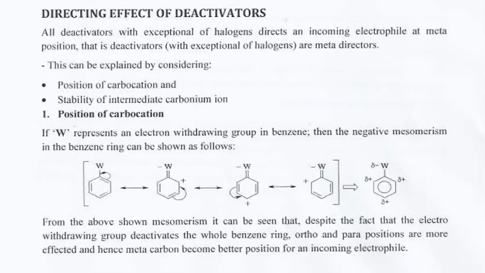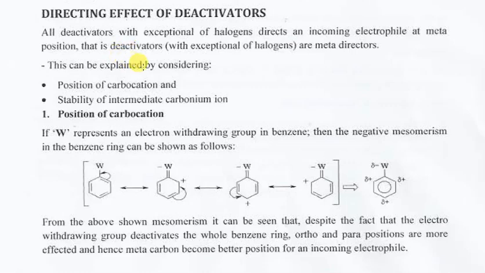Now we have finished about the directing effect of activators. Let's move to the directing effect of deactivators. All deactivators, with exception of halogens, direct the incoming electrophile at meta position. That is, deactivators with exception of halogen are meta directors. Kwa hiyo deactivator wote wanapeleka wapi? Meta. Wakati activators zinapeleka ortho na para, including halogens which are deactivators. All deactivators except halogens, they direct meta position.